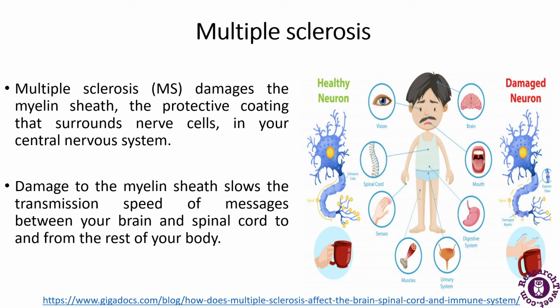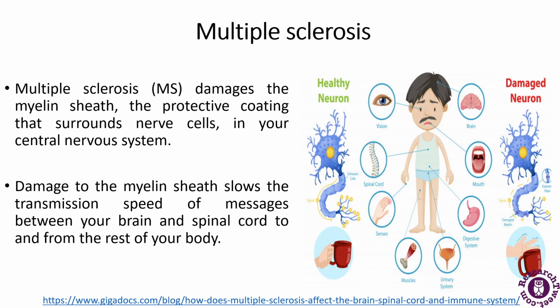Next is multiple sclerosis. This is a healthy neuron, and this is a damaged neuron. You can see the man is holding the cup properly with the healthy neuron, but with the damaged neuron the person's hand is continuously shaking. Multiple sclerosis basically leads to symptoms like numbness, weakness, balance issues, and trouble walking.